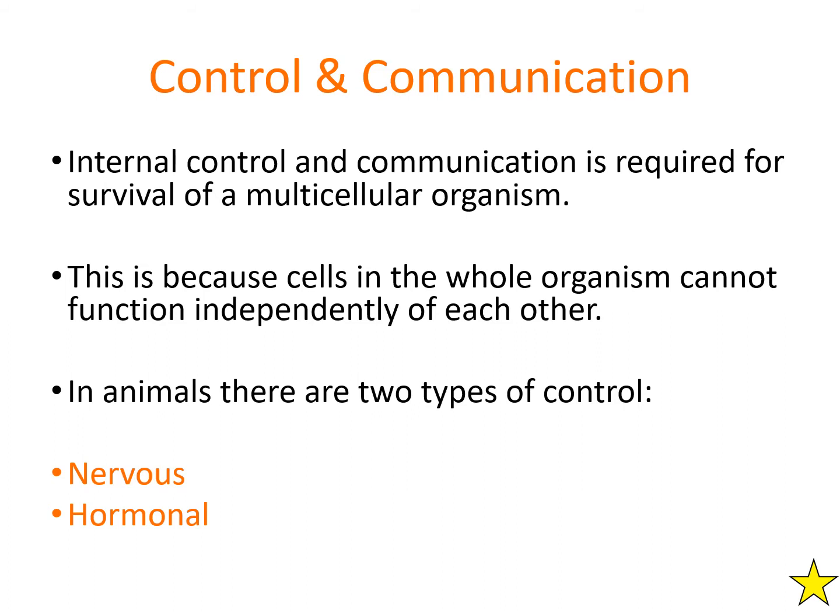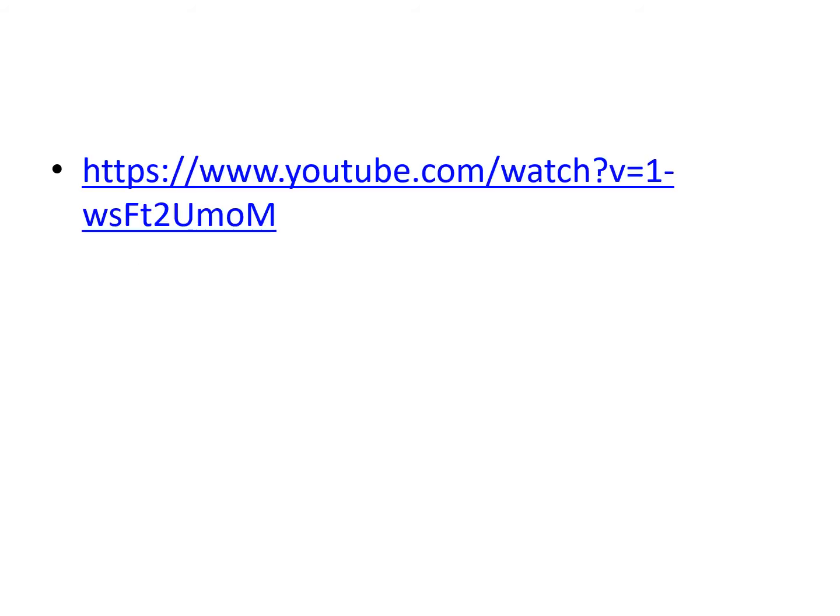They need to communicate. In animals, there are 2 types of communication, which are nervous control communication and hormonal control communication. So now pause the video and click on the link to watch about the nervous system and how it works, or you can go back to the link at the end.